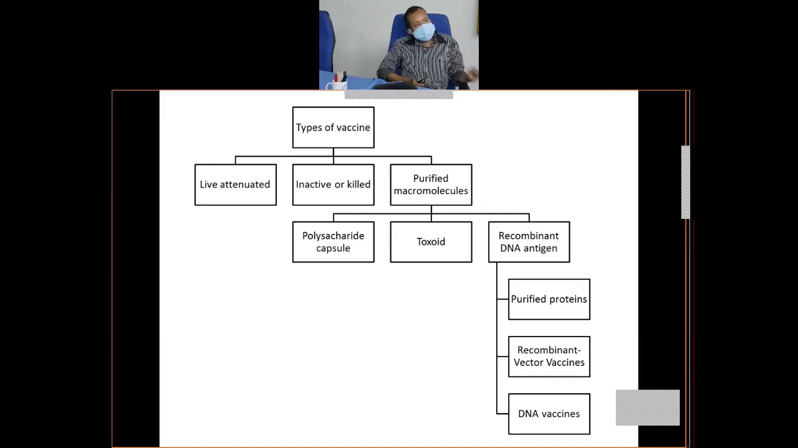Okay, if we consider the major types of vaccine, you can consider the live, inactivated or killed, and purified macromolecules. In the purified macromolecules, again 3 classes you can consider: polysaccharide capsule, toxoid, and recombinant DNA antigens. And recombinant DNA antigens are again sub-classified into another 3 subclasses: purified proteins, recombinant vector vaccines, and DNA vaccines. So we'll discuss one by one.